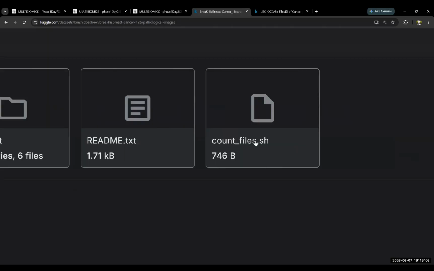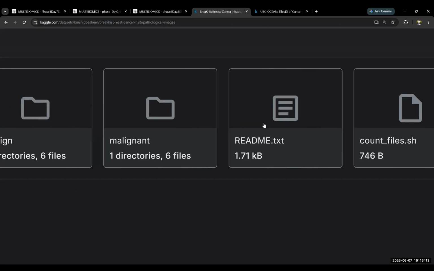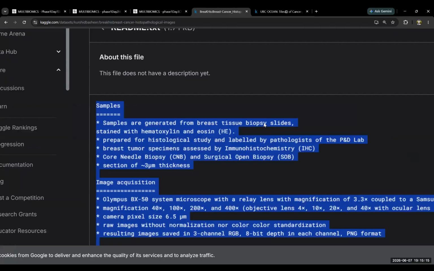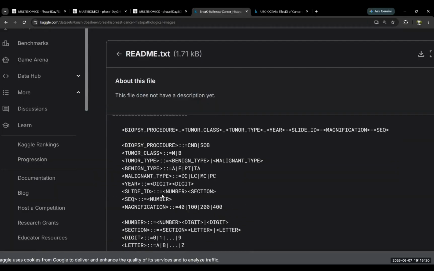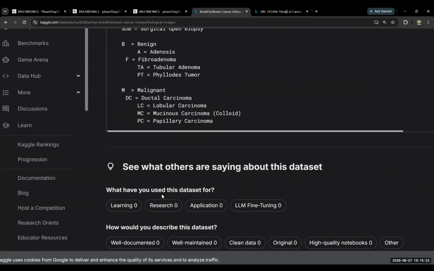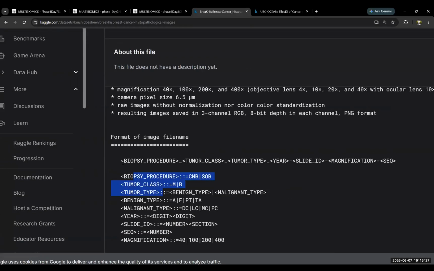So these are some Linux sh files. This is a text file. If you open this text file, you will get some sample details, and as a bioinformatician, you should open each and every text file also. Why? Because here you can see the detail. What is the procedure? The procedure is known as biopsy. Okay, the biopsy procedure is CNB SOB. We will look into the detail in day 7. What do you mean by CNB SOB?